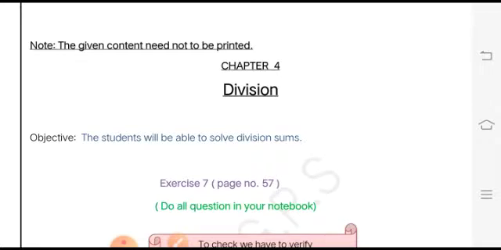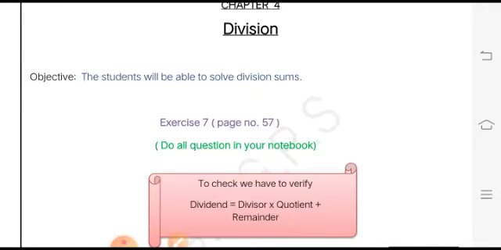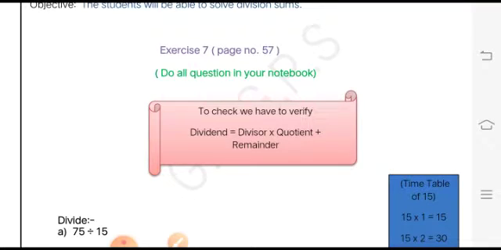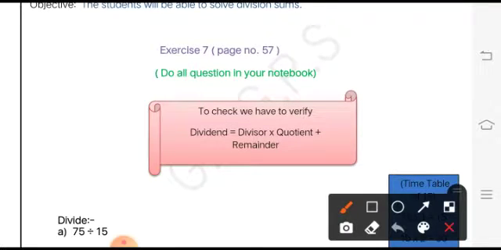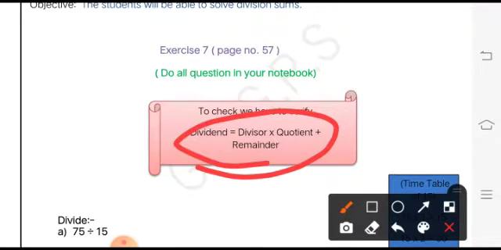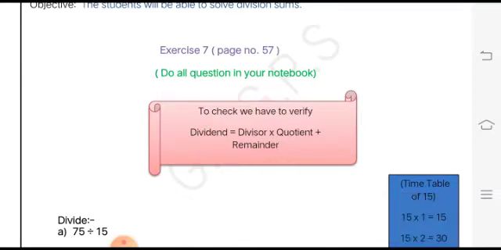Dear kids, today we are going to solve exercise 7 of the chapter division. And before starting the exercise, we will discuss this formula. This is the formula for verification of division. That means whenever you divide, you can check on your own whether the division you have done is correct or not. Okay, for that you have this formula and you need to memorize it.